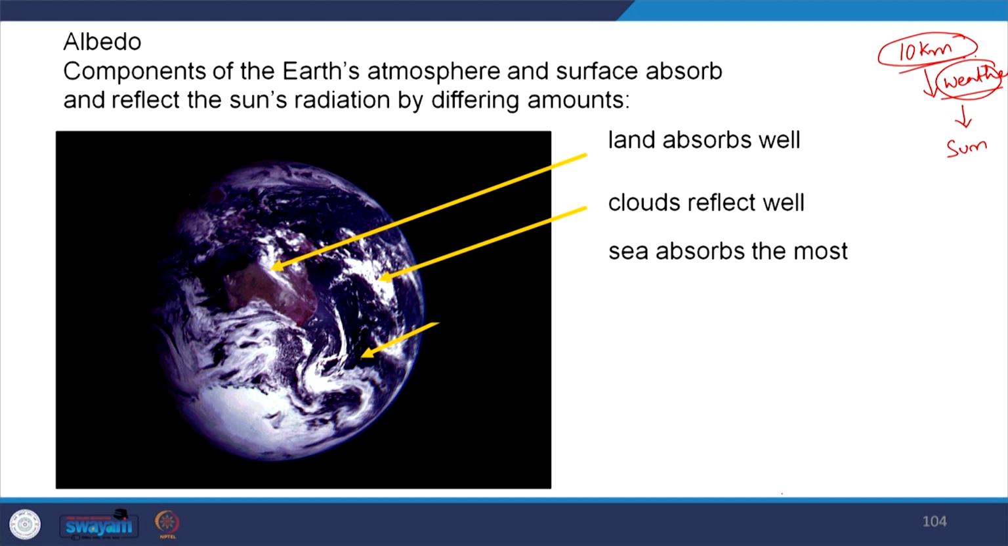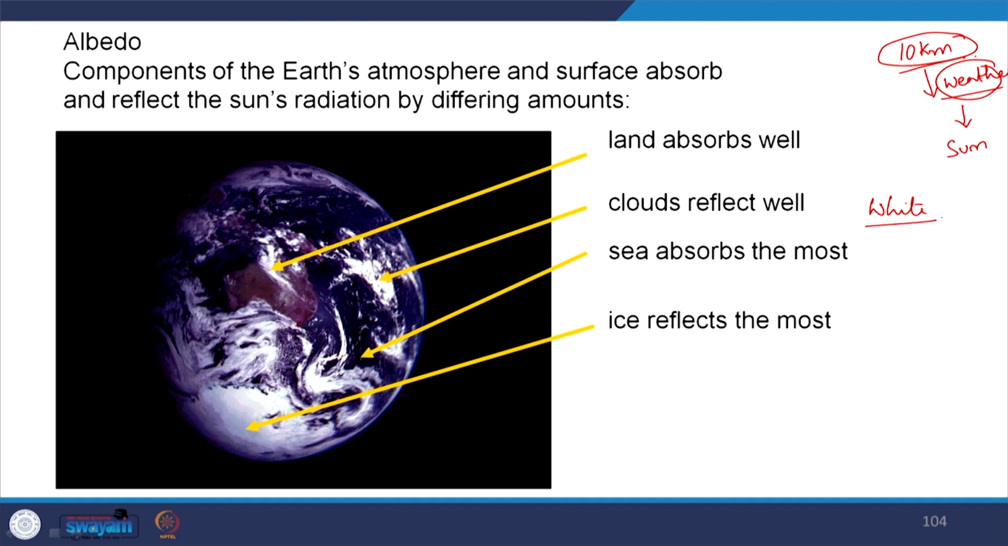Okay. Now, the sea, the water bodies, absorb the most. I mean, the sea also absorbs very well. And what is remaining? The ice. The ice reflects the most. So, the point is objects or systems with white color reflect very well. Now, this discussion again brings us one more very important aspect.